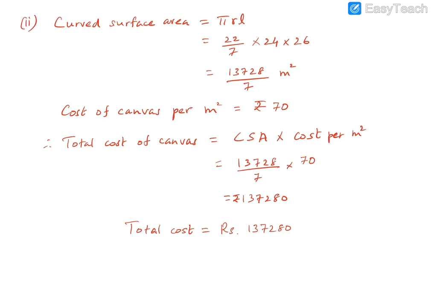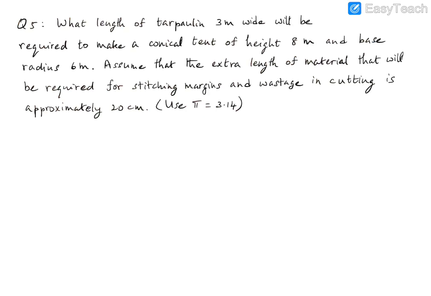Now let us do one more example problem from this particular exercise of surface areas of the cone. In this example, we are given that we have a length of tarpaulin. Tarpaulin is the name of the material, which is 3 meters wide. The tarpaulin, having a width of 3 meters, is used to make a tent of height 8 meters and base radius 6 meters.